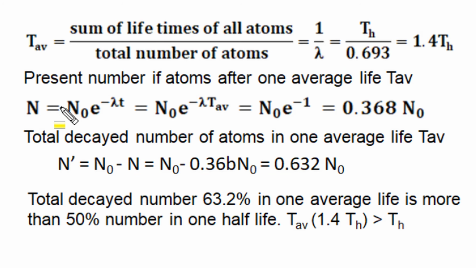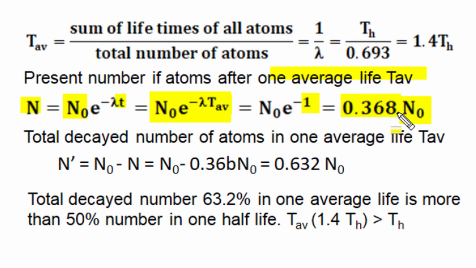For a radioactive substance having initial radioactive nuclei number N naught, the present active nuclei number at time t is given as N equals N naught e raised to the power minus lambda t. After one average lifetime, for t equal to t average, the present number is given by N naught e raised to the power minus lambda t average, and t average is the inverse of the decay constant. So the product of decay constant and t average becomes 1, and the present number after one average lifetime is N naught by e, and 1 by e is 0.368. So the present number after one average lifetime is 36.8% of the initial number.